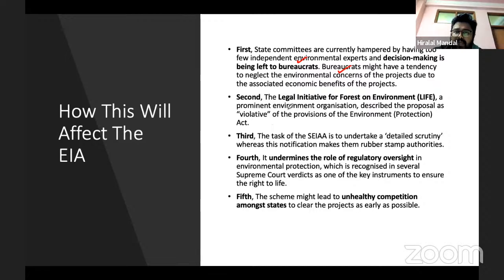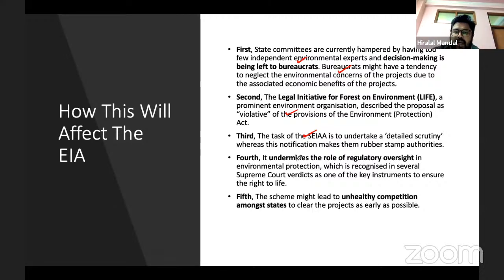This is also something which is violative of the provisions of the Environment Protection Act. Okay, so that is how it is going to affect. It also makes the state agency, the State Environmental Impact Assessment Agency, a rubber stamp to the center, which affects their autonomy. So that is something which is considered as a compromise on the federal principle as well.